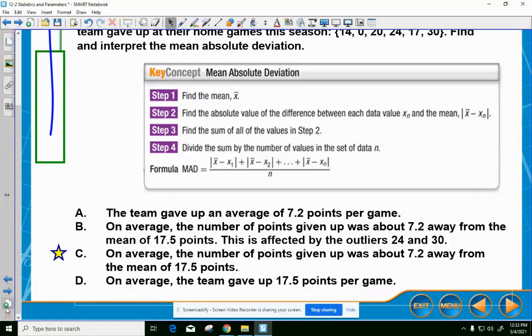All right. We would not say that this is affected by the outliers of 24 and 30. Those aren't outliers. They gave up 24, they gave up 30, they gave up 20, they gave up 17. This team gives up points. Maybe in week 2 they were playing like Our Lady of the Blind, and that's why they didn't give up any points. If you want to talk about an outlier, the fact that they gave the shutout, that's the outlier, not the fact they were giving up points. They've done that in every game.